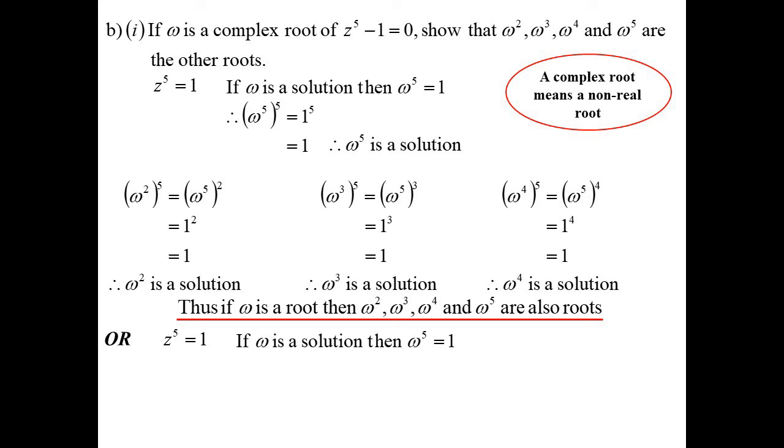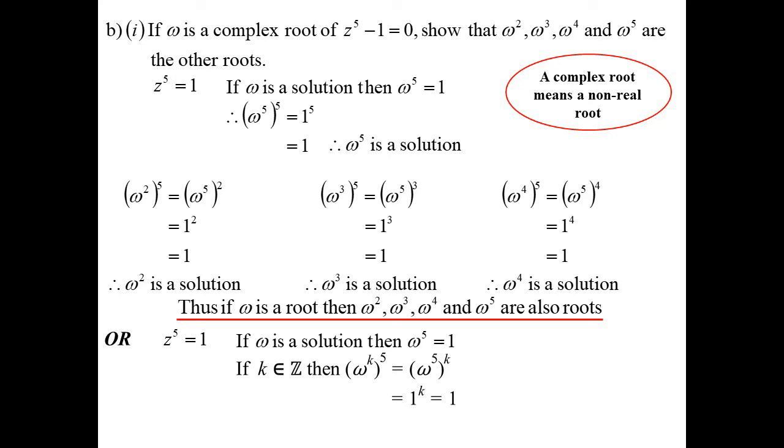So if omega is a solution, then omega to the power of 5 is equal to 1. So it starts off the same way. If k is an integer, then omega to the power of k to the power of 5 will equal omega to the power of 5 to the power of k. In fact, it's true even if it's not an integer, but I'm more interested if it's an integer. So 1 to the power of k is always equal to 1.